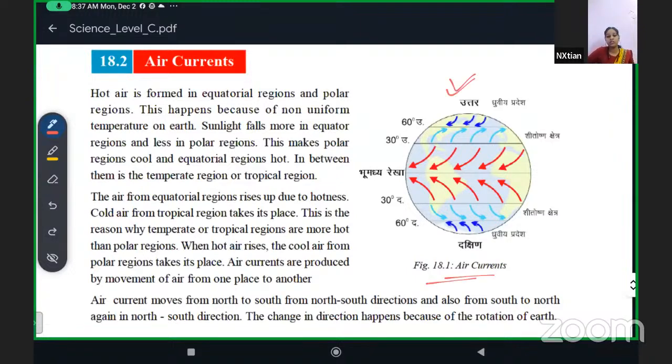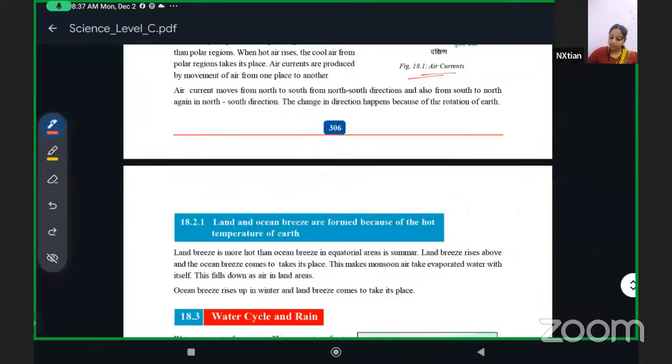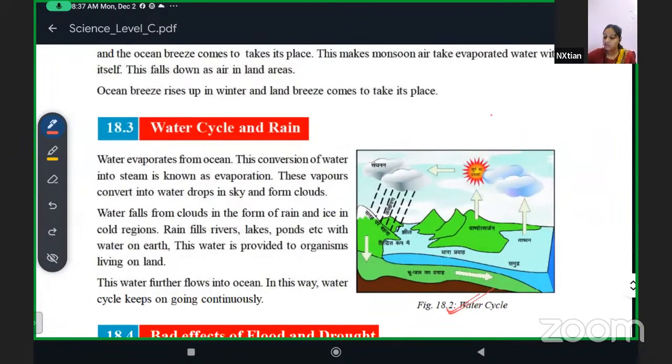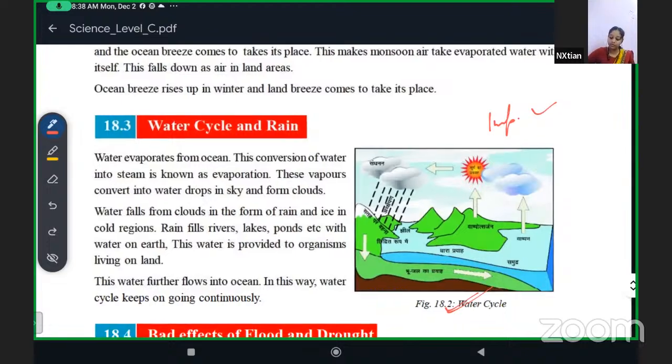In the diagram we have different zones and how the direction of the air is changing. I'll put the diagrams in the group; if we have any diagrams from these three chapters, I'll share them. Then the water cycle diagram is also important. If a question comes on the water cycle, it can be asked along with a diagram, so please do the water cycle diagram too.